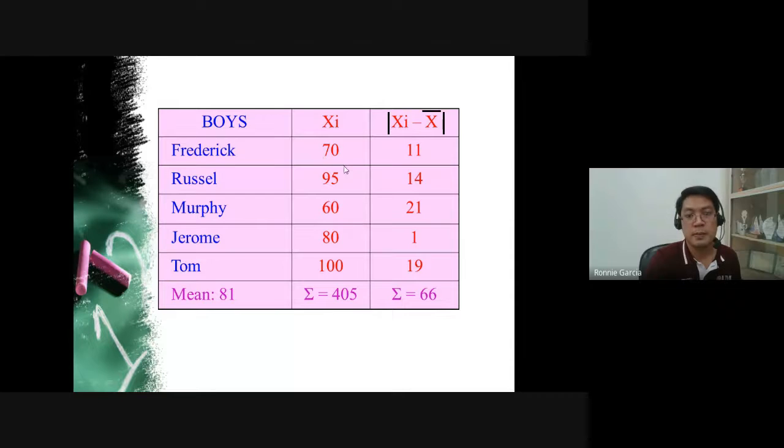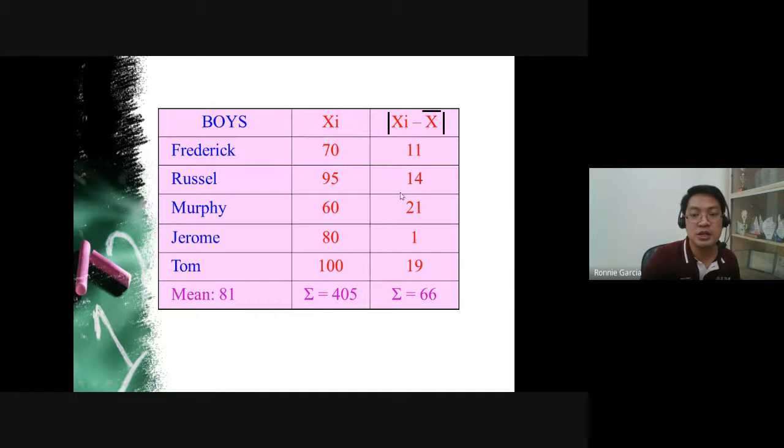Very good. Next, si Russell, x sub 2, kaya x sub i silang tanan. So x sub 1, 70, x sub 2, 95 minus 81, you have 14. X sub 3, 60 minus 81, negative 21, pero absolute value man tong kwaon, so it's positive 21. Jerome, 80 minus 81, negative 1, pero absolute value, that's why, is positive 1. And finally, we have x sub 5 kay Tom, 100 minus 81, it's 19. X sub 5 lang tataman, kay 5 lang man sila kabuok.